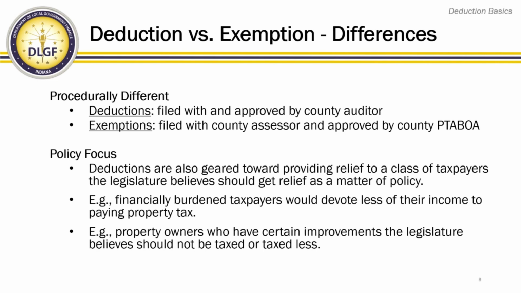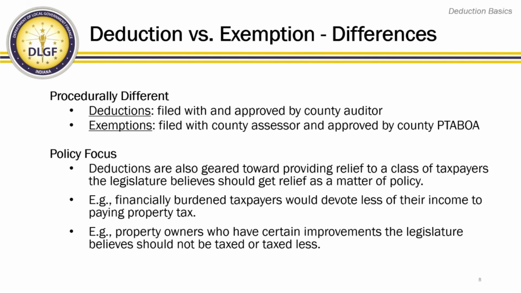In the first part, for procedural differences, deductions are filed and approved by the county auditor, whereas exemptions are filed with the county assessor and approved by the county PTABOA. So it's important to know the distinction between the two because taxpayers will be reaching out to two separately elected officials for very different tax incentives. And so knowing which way to direct their questions is important. And so it's important to know when something is a deduction and when it's an exemption.